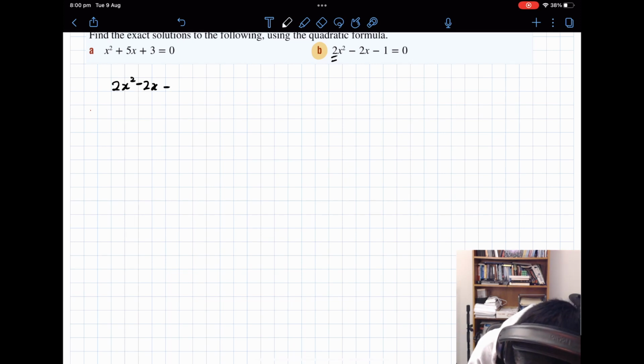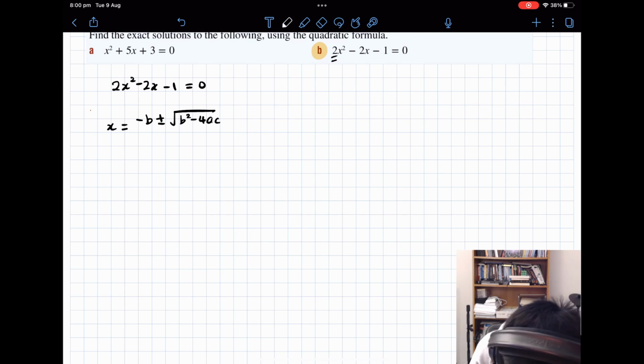And then let's also write down our quadratic formula. And feel free to pause this video at any time if you need extra time to write things down.